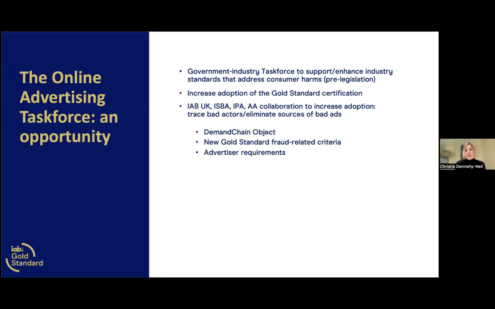As one example of work within the task force, and this part of it in particular, ISBA have specifically committed to working with us to encourage advertisers to adopt relevant gold standard requirements, such as demand chain object, so that they become essential to their members doing business.